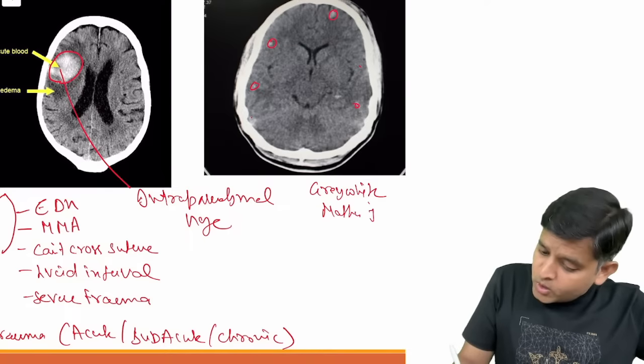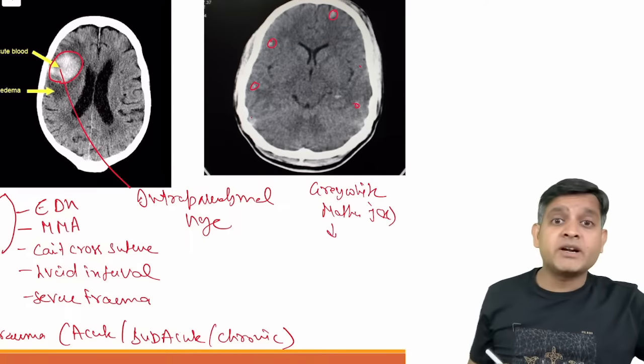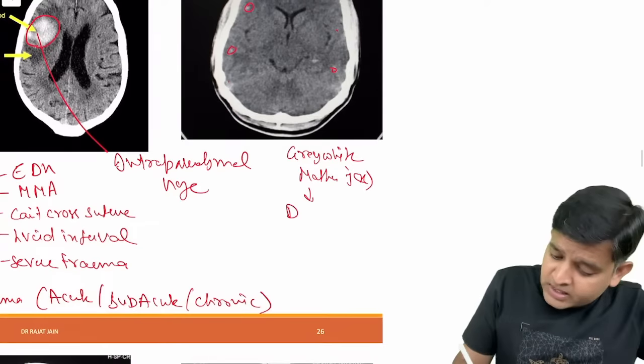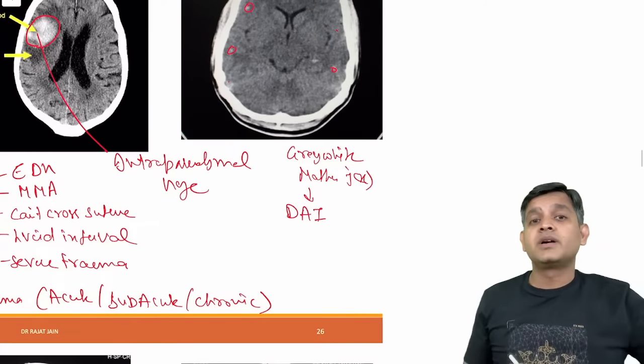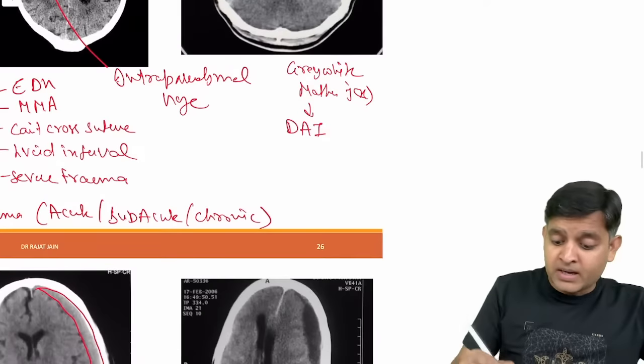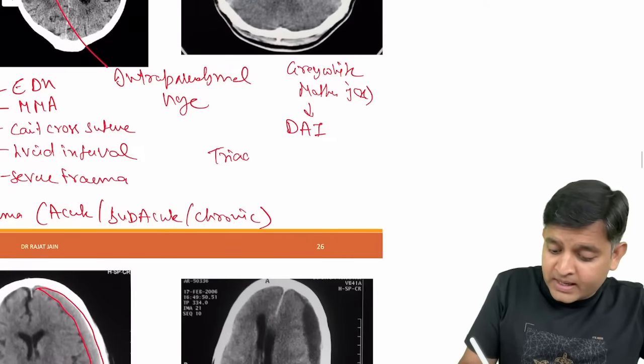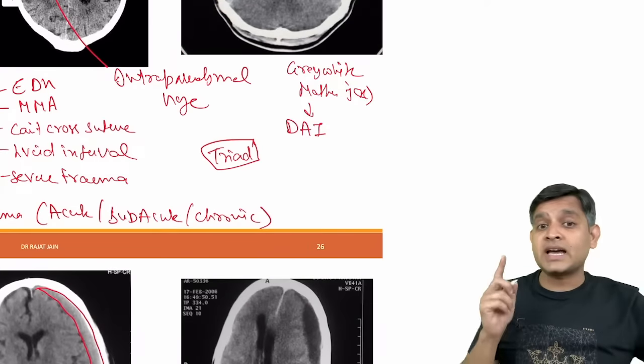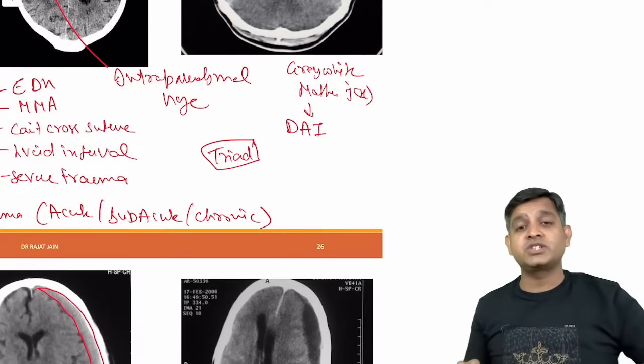If you are seeing small hemorrhagic foci at the gray-white matter junction, what is your answer? Your answer is DAI, diffuse axonal injury. But now I am looking for a revision material who will tell me what is a characteristic triad of a diffuse axonal injury.